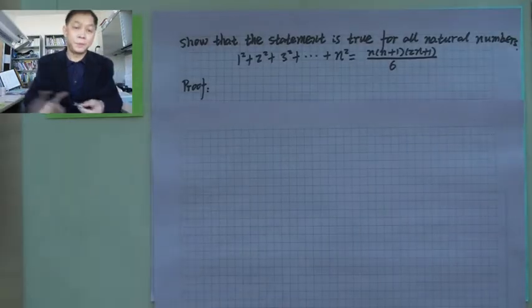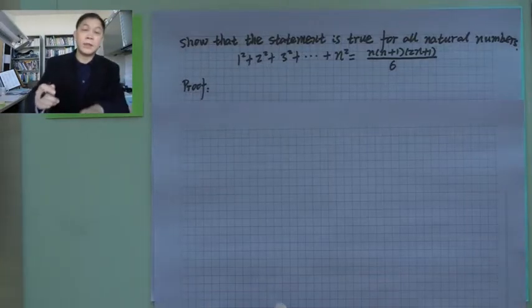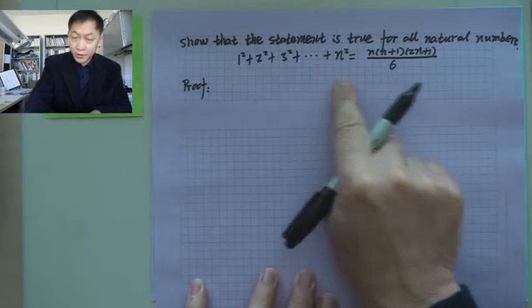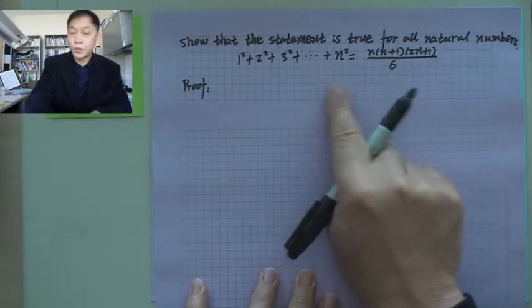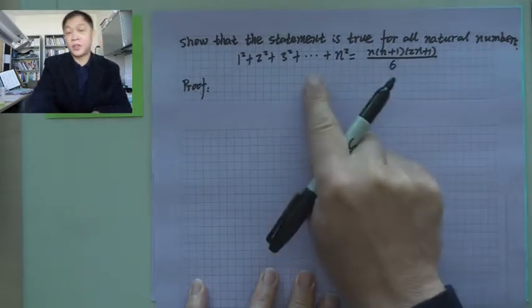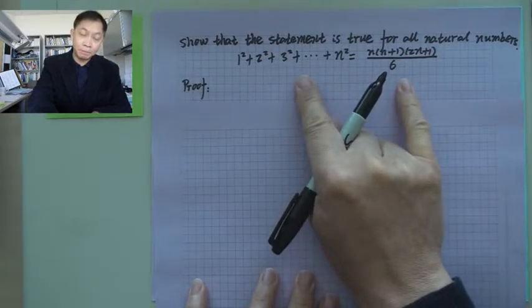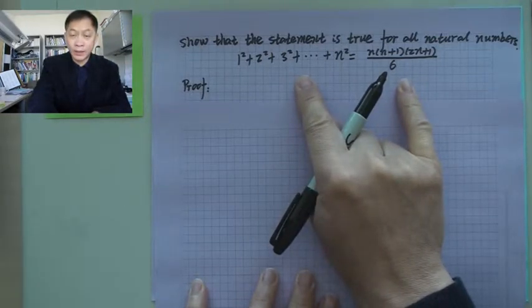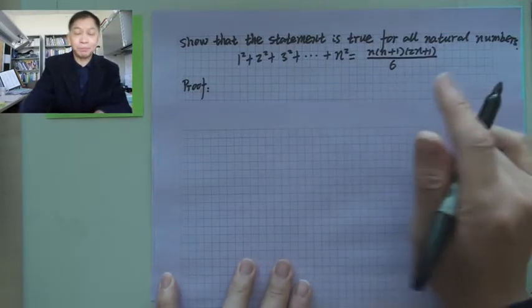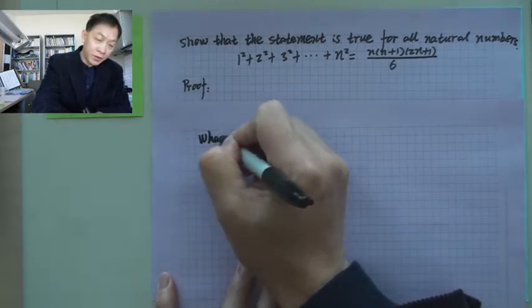In this lecture, we are using mathematical induction to prove the statement. This statement is true for all natural numbers. Actually, this statement is an equation. We want to prove this one is actually an identity. Okay, it is true all the time. What is this? That's the first thing.